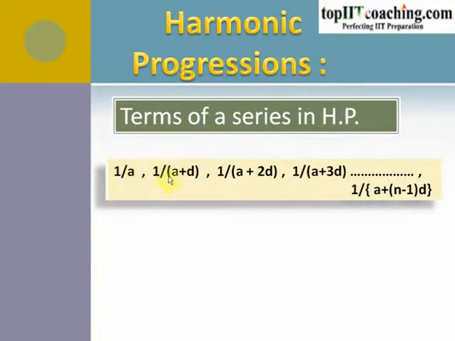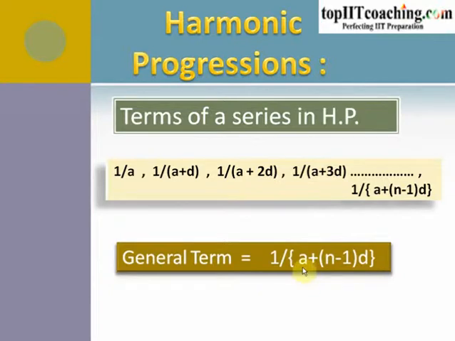Because when we take the reciprocal of each of these terms, we get an AP, and so these form the terms of a harmonic progression. Now, the general term would be 1 by A plus n minus 1 into D. The reciprocal of this term is A plus n minus 1 into D, and this is the general term of an AP. So, the general term of an HP would be 1 by the general term of the AP, which is 1 by A plus n minus 1 into D. So, this is the general term of a harmonic progression.